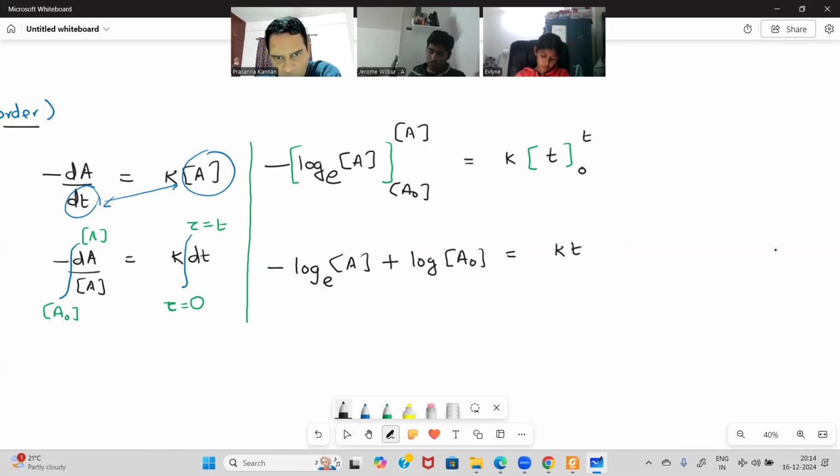Now tell me one thing. What is log m minus log n? Yes, Ranika? Log M minus log N, sir. Log M by N. Yes. So here it is log a naught minus log a, so it will be log a naught divided by a. And still the base is e. Correct.